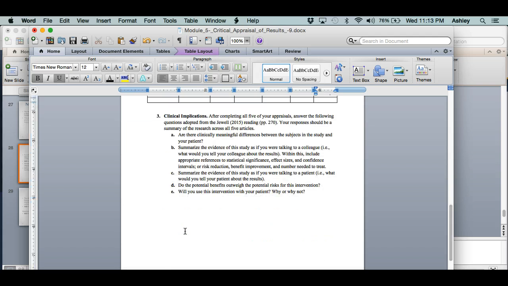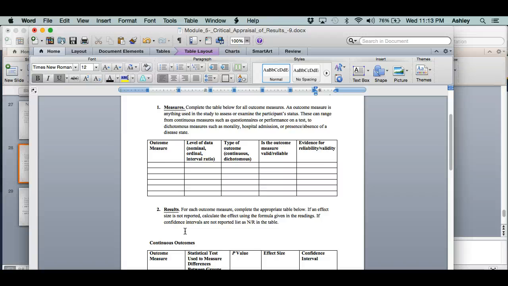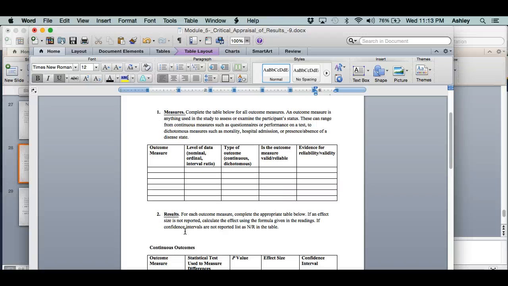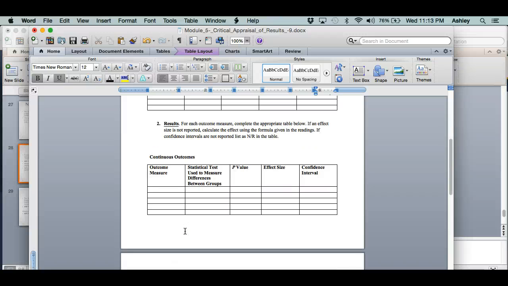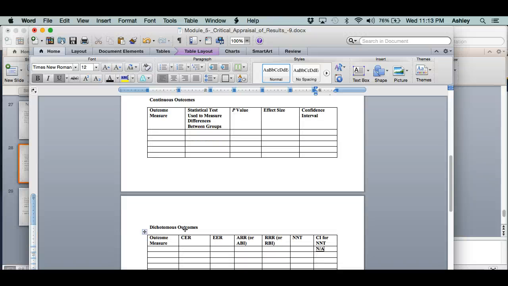Okay? But nonetheless, it helps to break down the type of measures that we're looking at, the level of data. Is it reliable or is it valid? And what are you taking from that type of outcome measure that we're looking at?